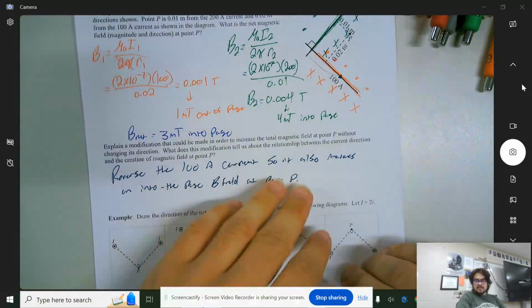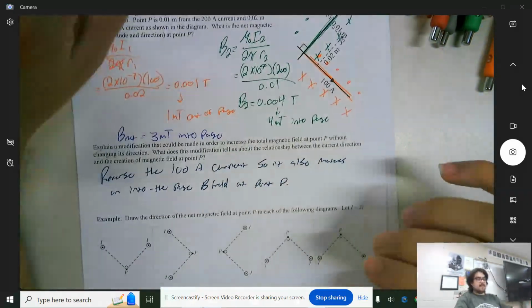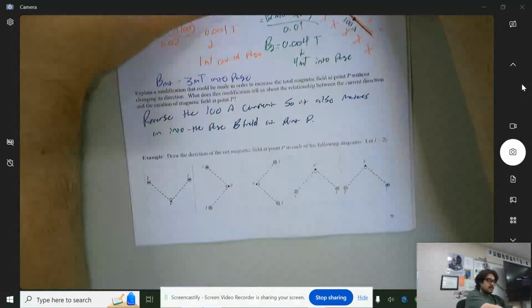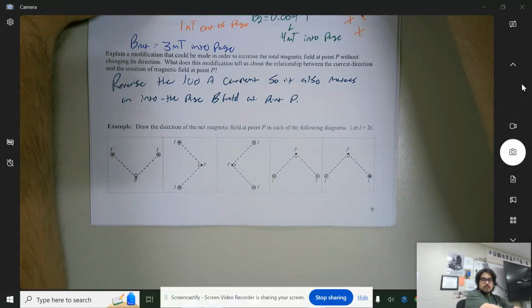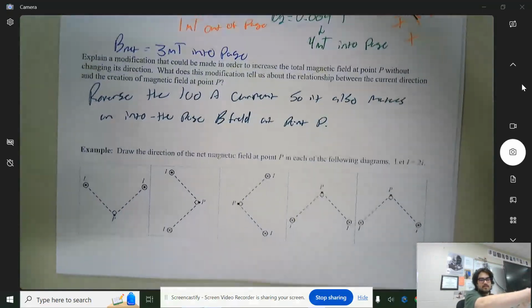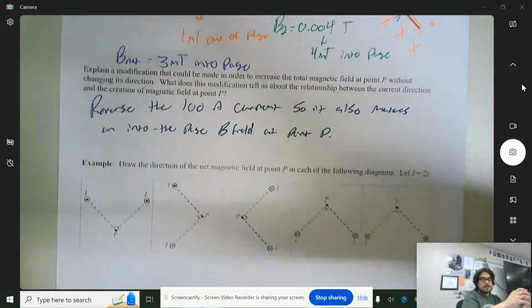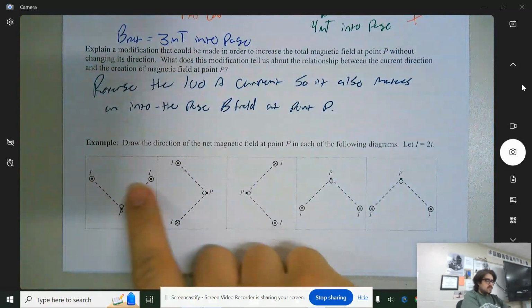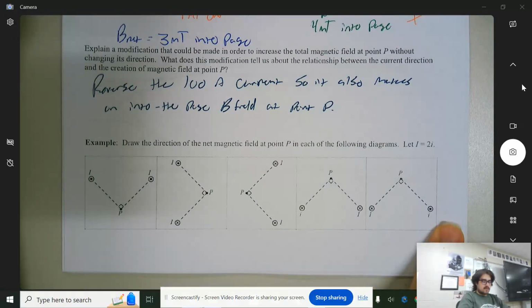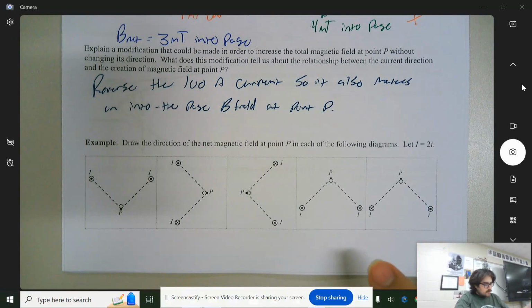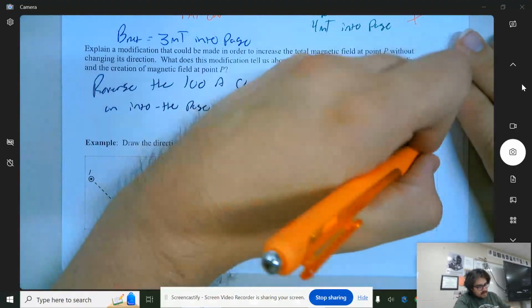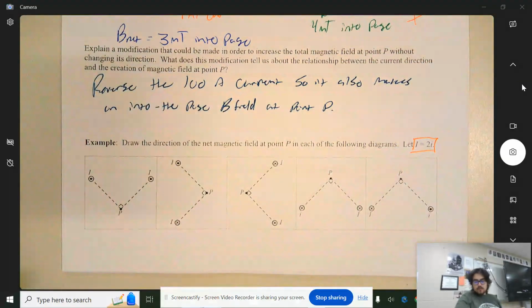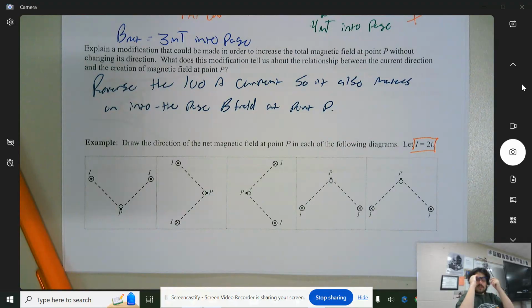Okay, and then for this next example, is this the last example? No, there's a table in the back we need to fill in too. But for this example right here, we're going to draw the direction of the net magnetic field at point P in each of the diagrams, okay? This is pretty straightforward. All you have to do is use the right-hand rule on each of these wires, okay? And there is an important thing to note. It does say let I equal 2I, okay? Which simply means that a lowercase I is going to be weaker than the uppercase I.